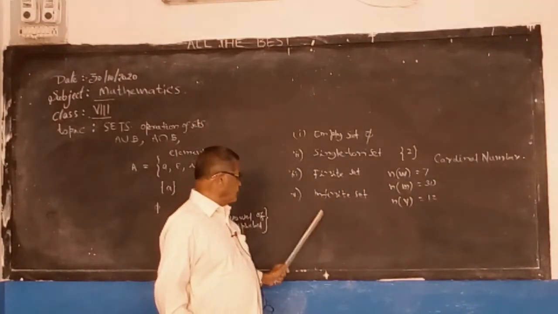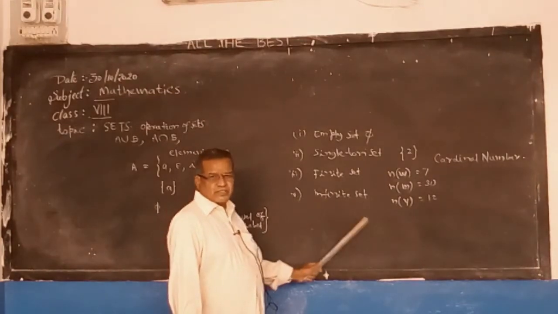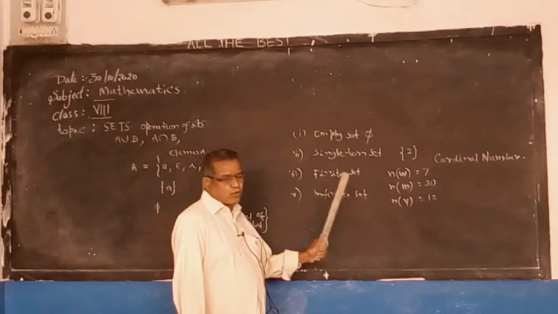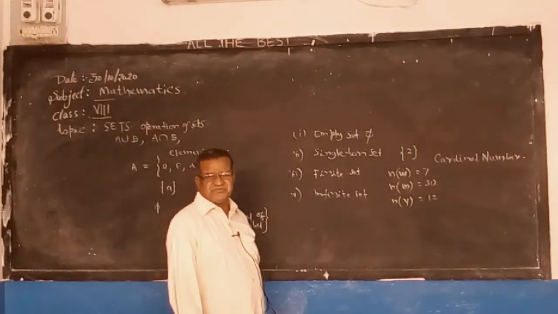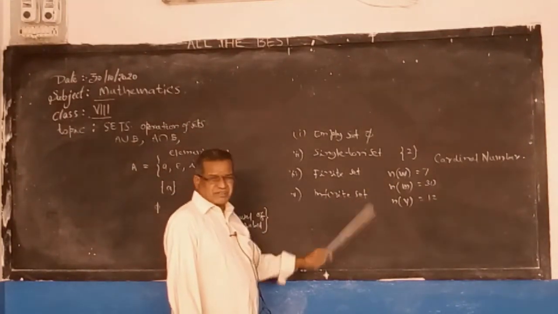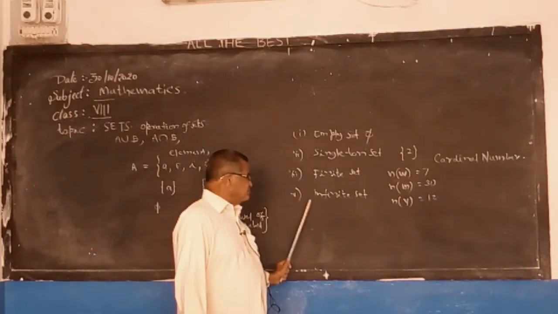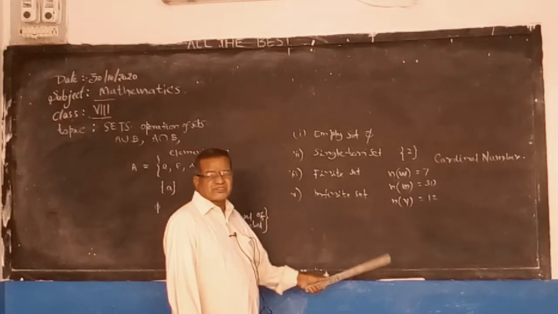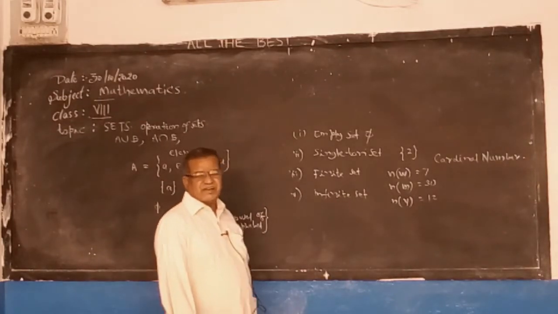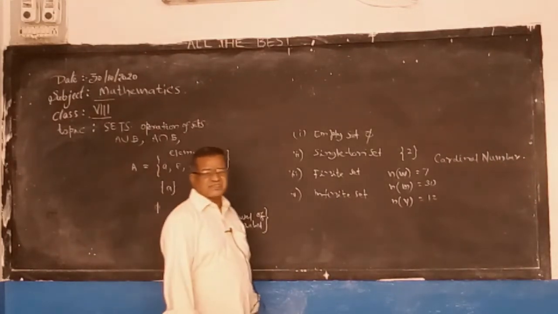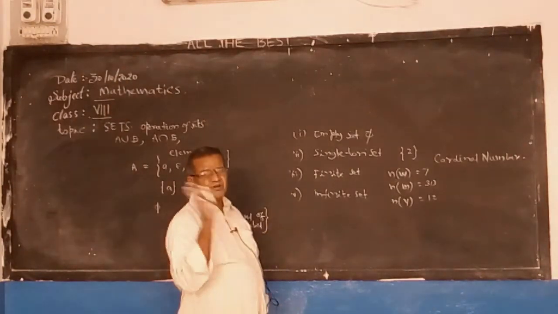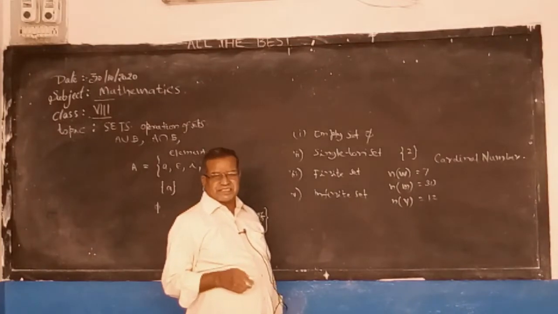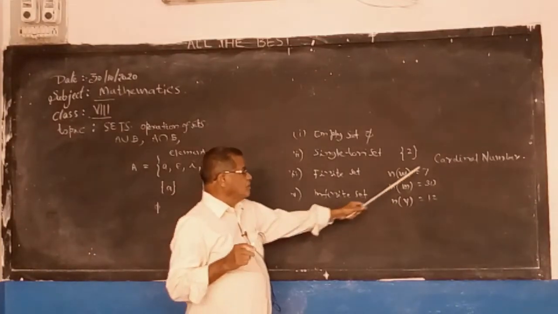Examples are the set of natural numbers. It begins with the starting number 1, 2, 3, 4, but there is no end, no cardinal number. Also the set of even numbers, the set of natural numbers, even and odd numbers, like that. We cannot count them. Such a set is called an infinite set.